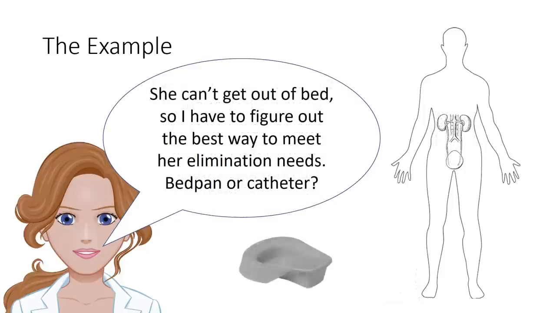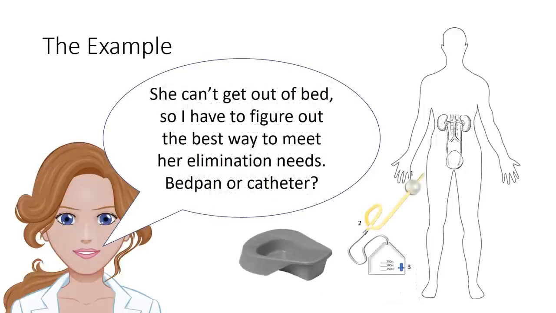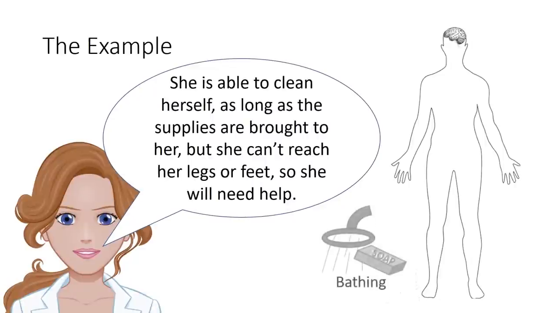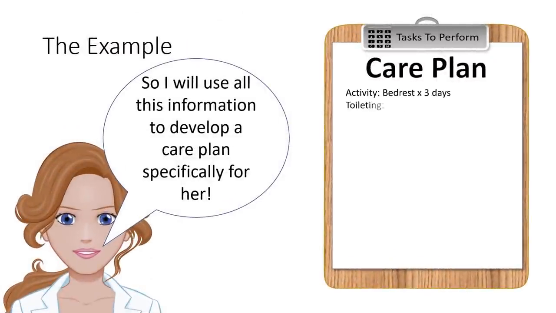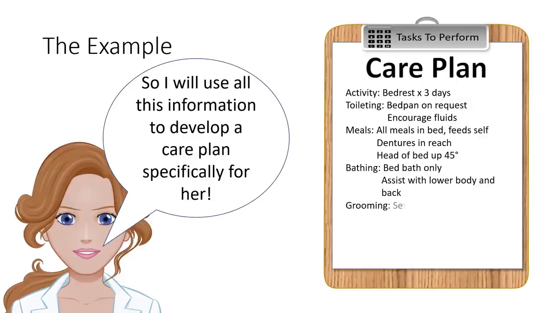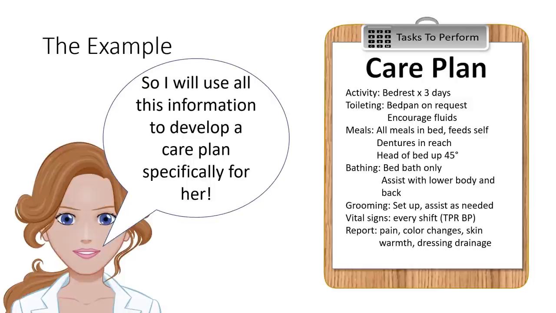She can't get out of bed, so I also have to figure out the best way to meet her elimination needs, bedpan or catheter. She's able to clean herself as long as the supplies are brought to her, but she can't reach her legs or feet, so she'll need some help with that. So I will use all this information to develop a care plan specifically for her.